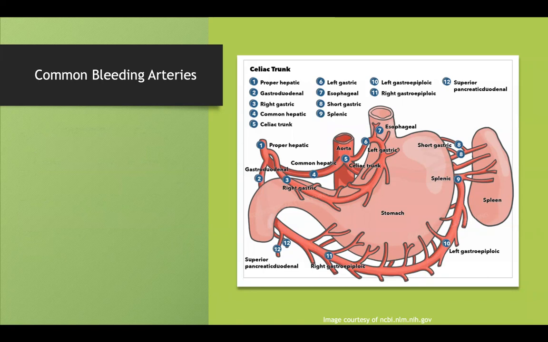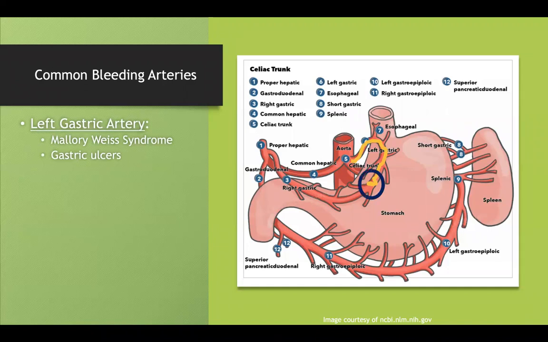And another tie-in I want to mention that we've talked about before in the esophagus lecture is that you need to know a couple of the common arteries that are responsible for bleeding in certain conditions. So the left gastric artery has two conditions you need to be aware of. First, Mallory-Weiss syndrome can cause bleeding from the left gastric artery, and gastric ulcers also tend to cause bleeding, and when they do bleed, it's from the left gastric. So if you imagine an ulcer right here, that can cause some bleeding.